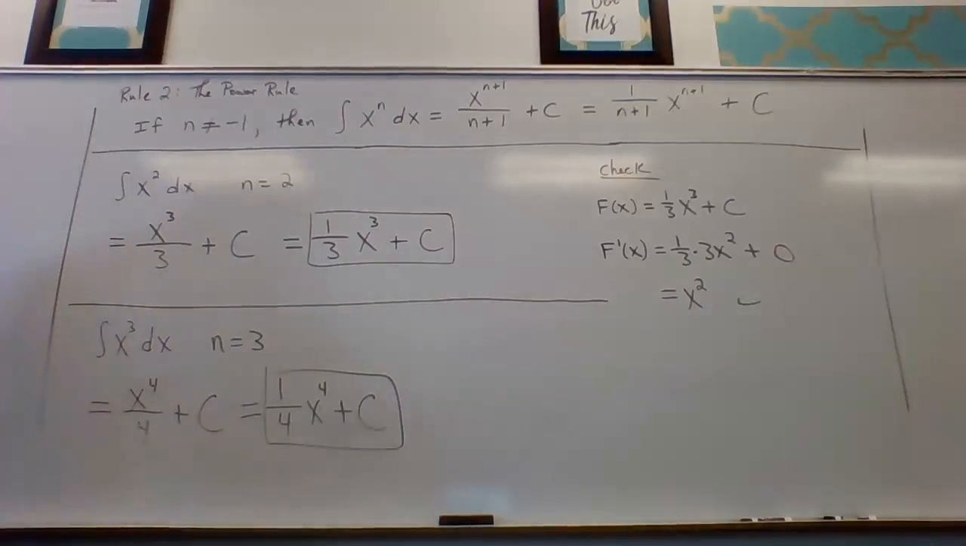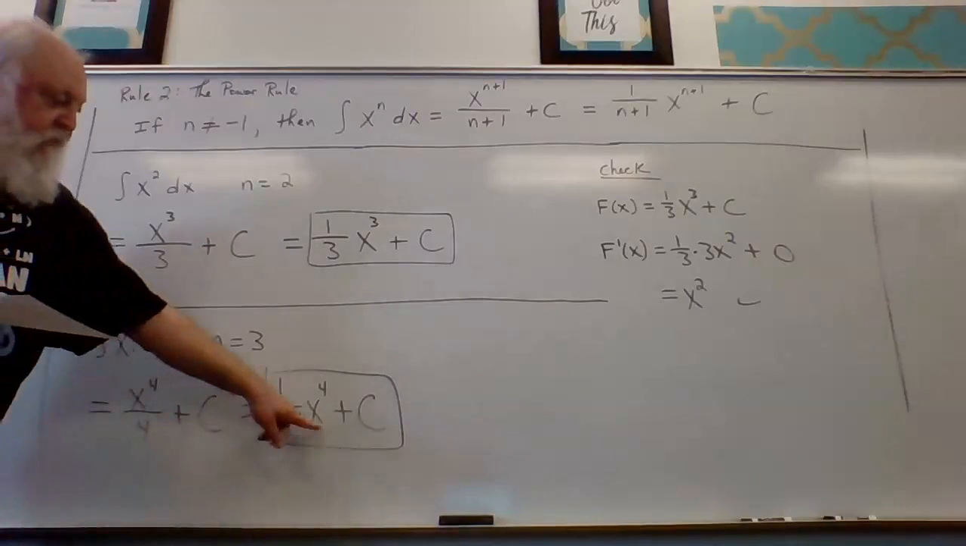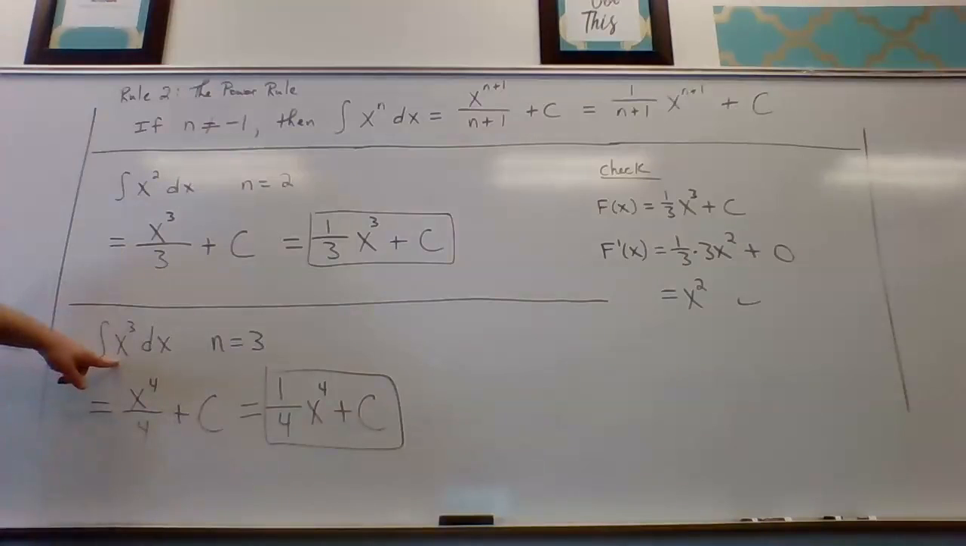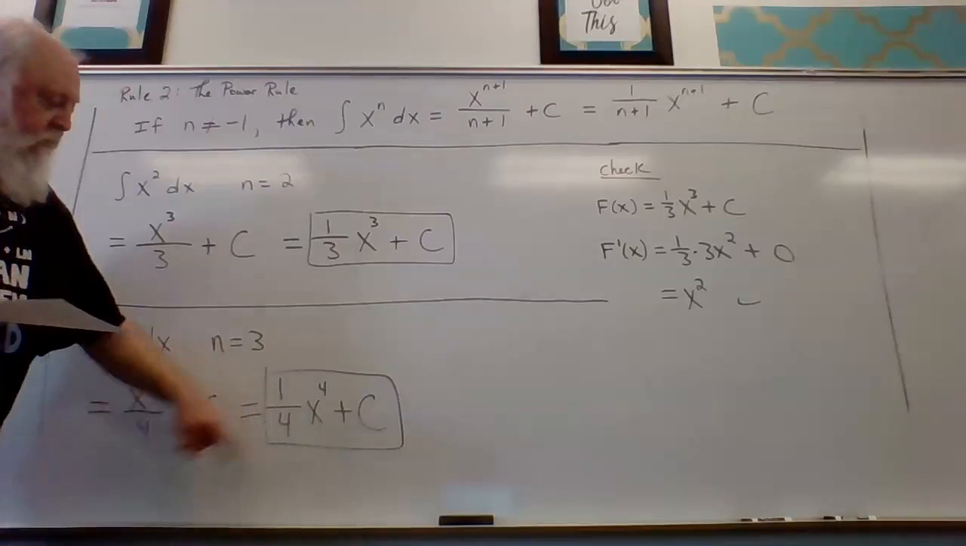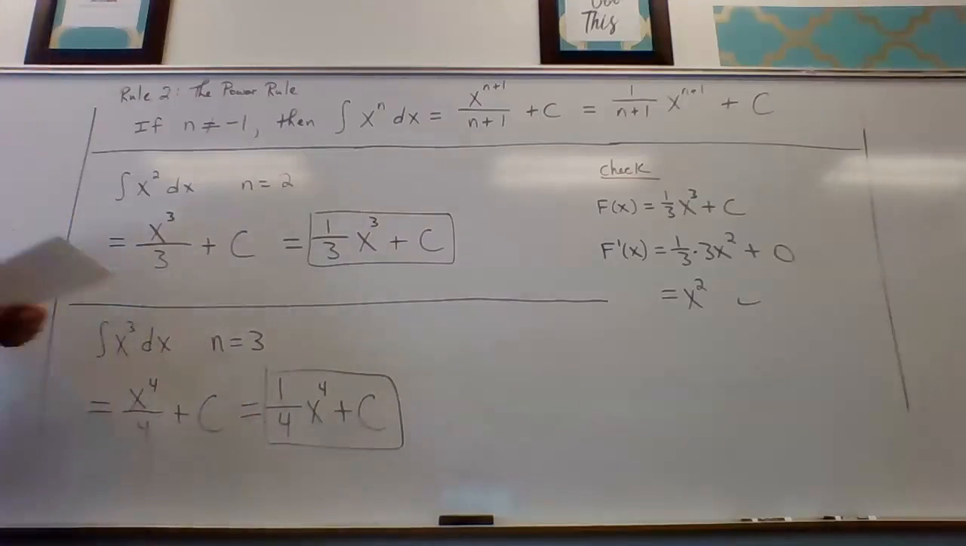In example 2, we're going to find the antiderivative of x cubed with respect to x. Well, n is equal to 3 in this case. And so the antiderivative of x cubed is x to the 4th, right? We add 1 to the exponent and then divide by 4. And we have x to the 4th divided by 4 plus the constant c. And this can be written as 1/4 times x to the 4th plus c. So the antiderivative of x cubed, add 1 to the exponent, divide by the new exponent, we get 1/4 times x to the 4th plus c.